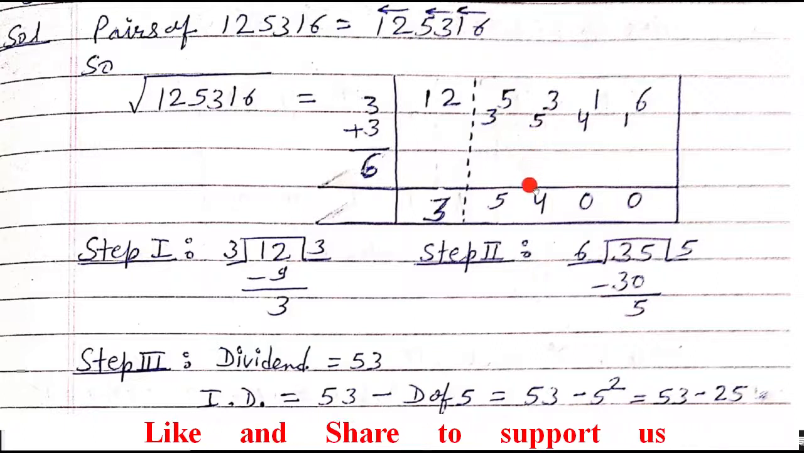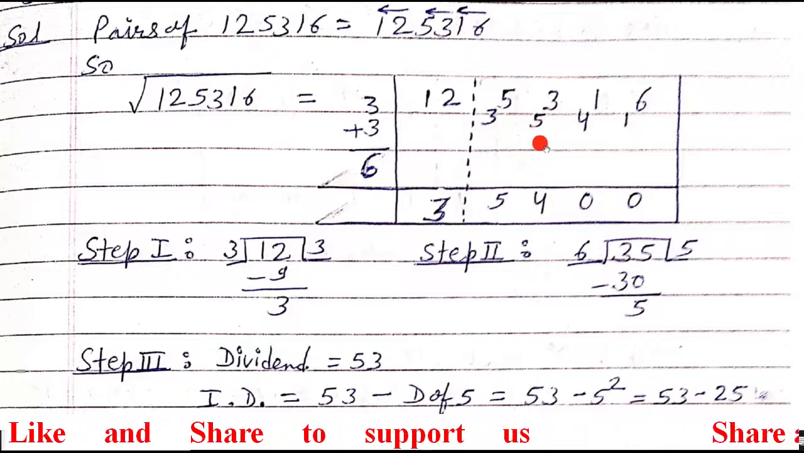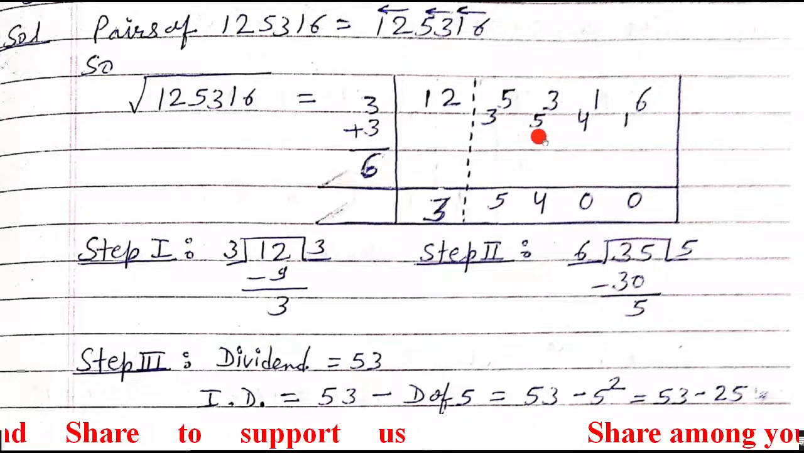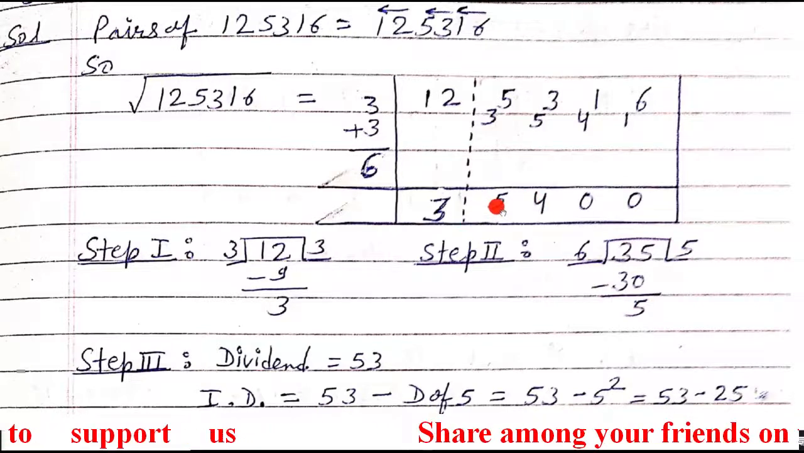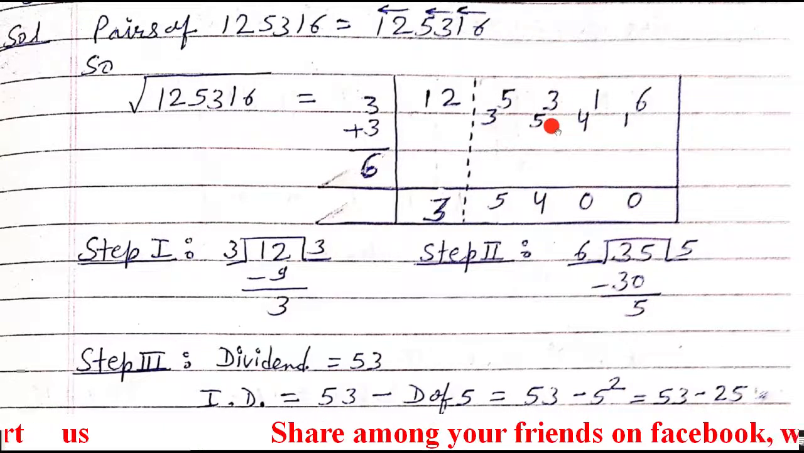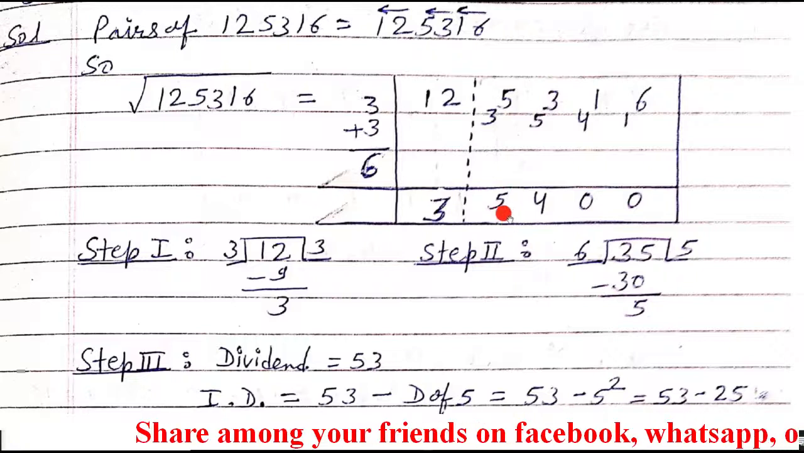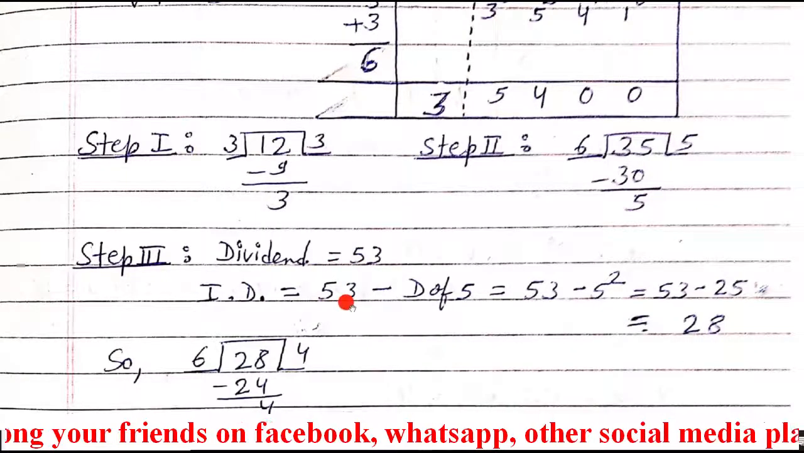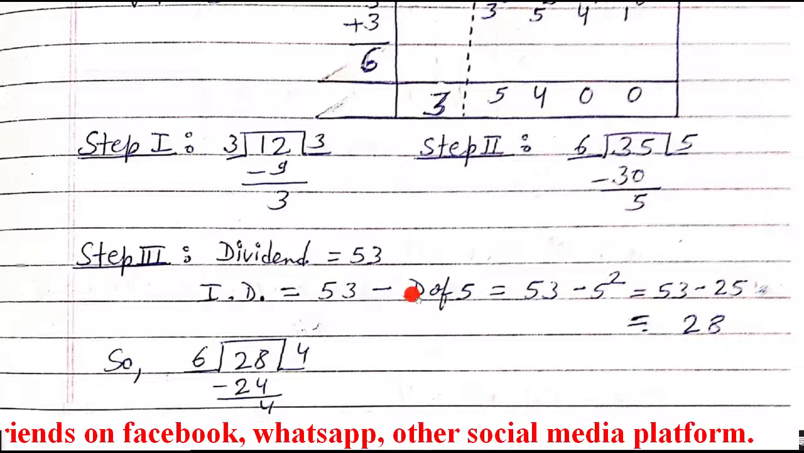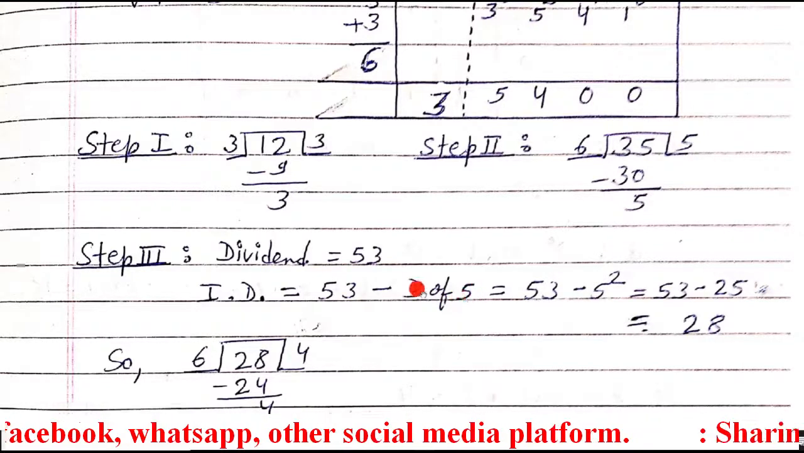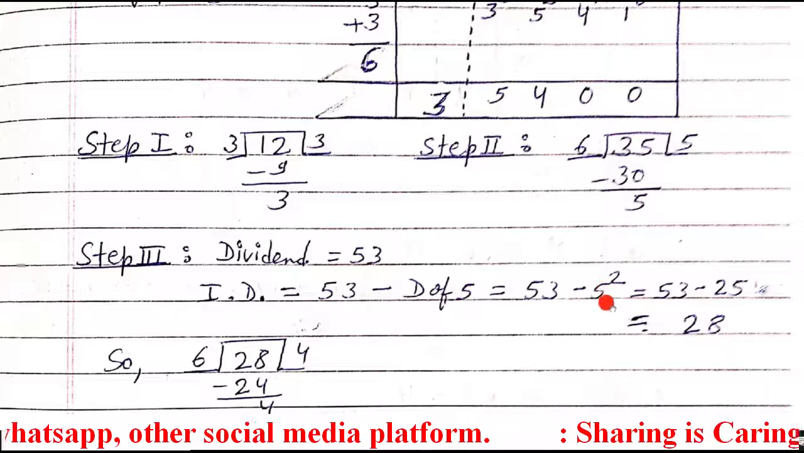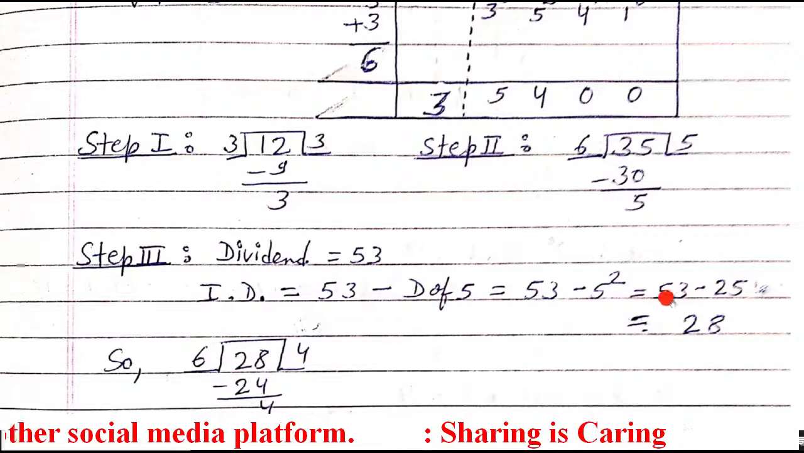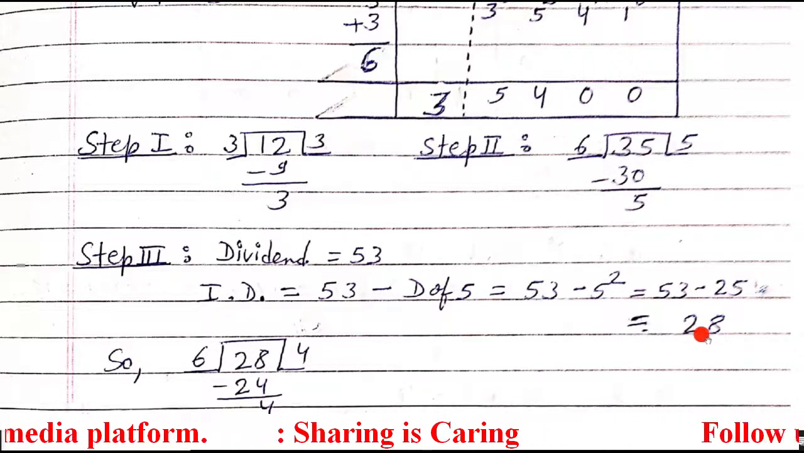Before the column of 53 and after the dotted line we have only 5. So to improve it, 53 minus D of 5. So dividend is 53 and improved dividend is 53 minus D of 5. D means dvandva. So for a single number, Dvandva is you have to do square. So 5 square is 25. So when you subtract here, you will get 28.